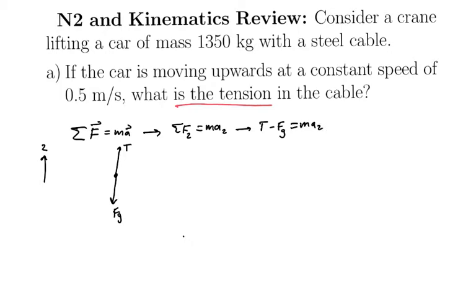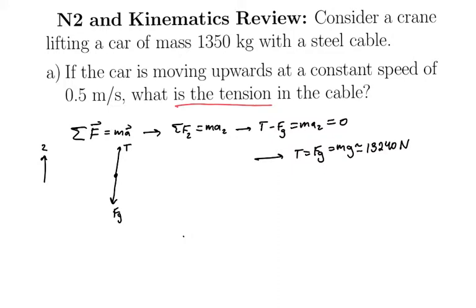So I want to find the tension. Fg is just going to be the gravitational force, mg, on the car. So in order to find the tension, I need to be able to find the acceleration. I'm being given this as a constant speed, so therefore the acceleration is 0, and I can solve this equation: T equals Fg, that's m times g, and if I plug that in, I get about 13,200 Newtons.